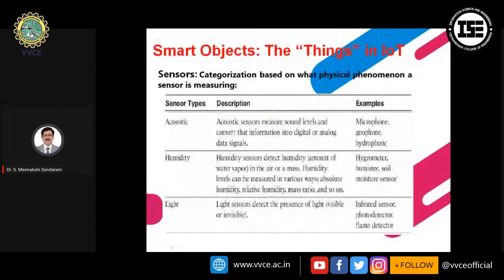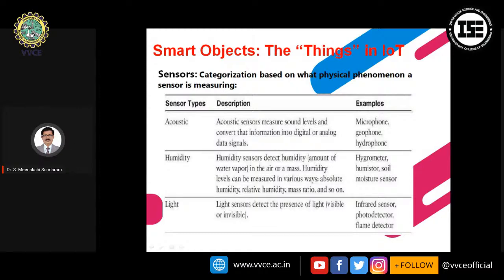Similarly, acoustic sensors for measuring the sound levels and how we actually convert the information into analog or digital signals using a microphone or hydrophone, etc. Similarly, humidity for understanding the amount of water vapor present in the air or in the mass. Humidity levels can be measured in various ways, as absolute humidity, relative humidity, mass ratio, and so on. We can use a hygrometer, humistor, or soil moisture sensors.